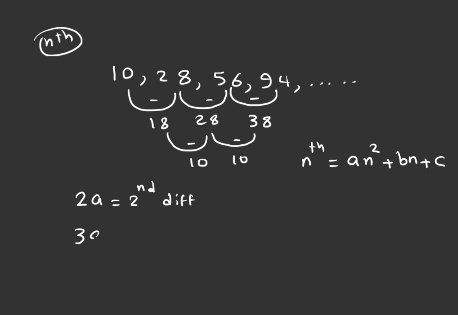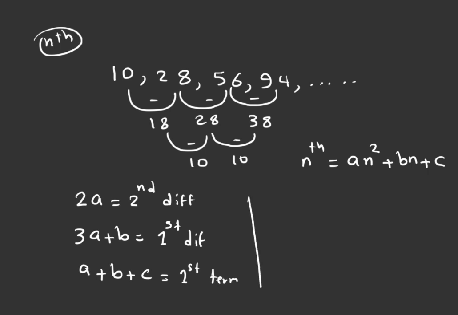and 3a plus b equals the first difference, and a plus b plus c equals the first term. If we apply these rules now, 2a equals the second difference, which equals what? 10. So can you find a? Divide by 2. So a equals 5.